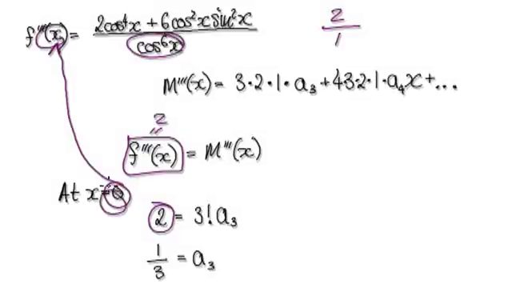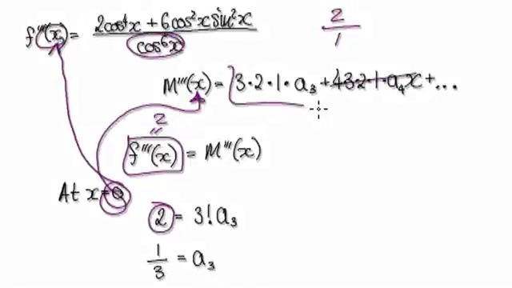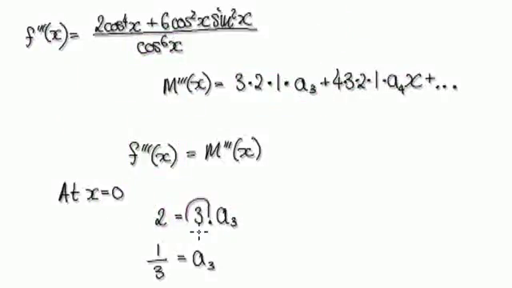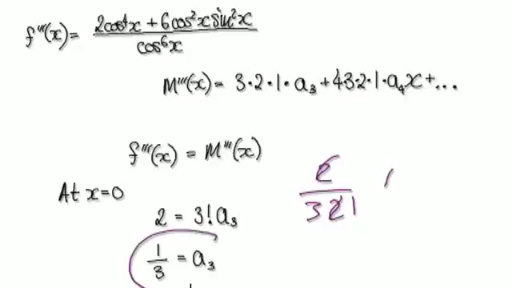At x equals 0, you will put this into here, so everything else will disappear, leaving you with this. So this thing here is really 3 factorial. You've got A3 here. So A3 is really a third, because 2 over 3 factorial. These two cancel out, leaving you with a third. So A3 equals a third.